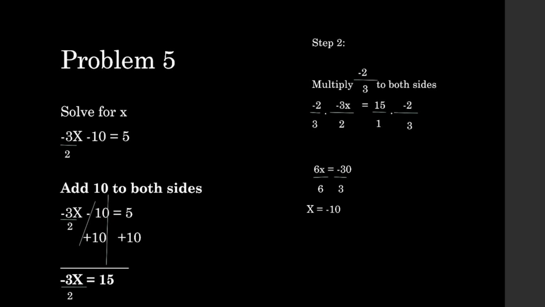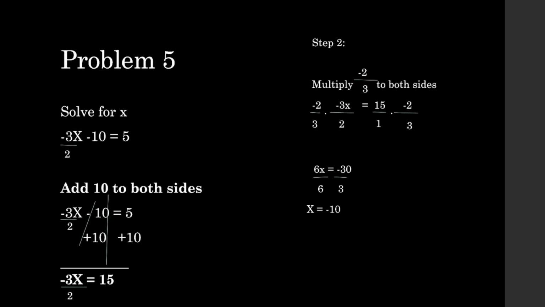You're going to multiply that negative 2 over 3 to both sides. So you can either put that negative on the top or the bottom. It doesn't matter because we should still get the same answer, but I like to put it on the numerator. So we're going to multiply negative 2/3 to that negative 3x over 2. And we're going to multiply negative 2/3 or negative 2 over 3, by 15 over 1.